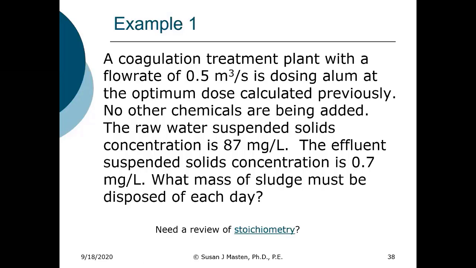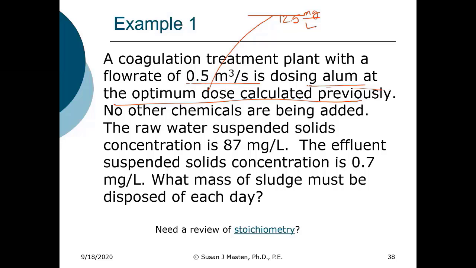So we have a situation where we have a surface water treatment plant. It is operating at a flow rate of 0.5 cubic meters per second. It is dosing alum at the optimum dose that was determined in a jar test, and we're going to assume that is 12.5 milligrams per liter. So it's adding the aluminum sulfate.